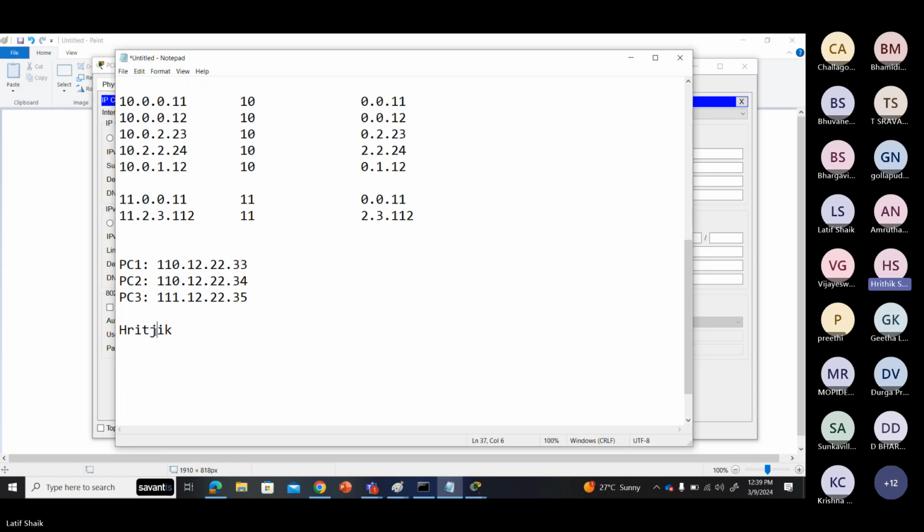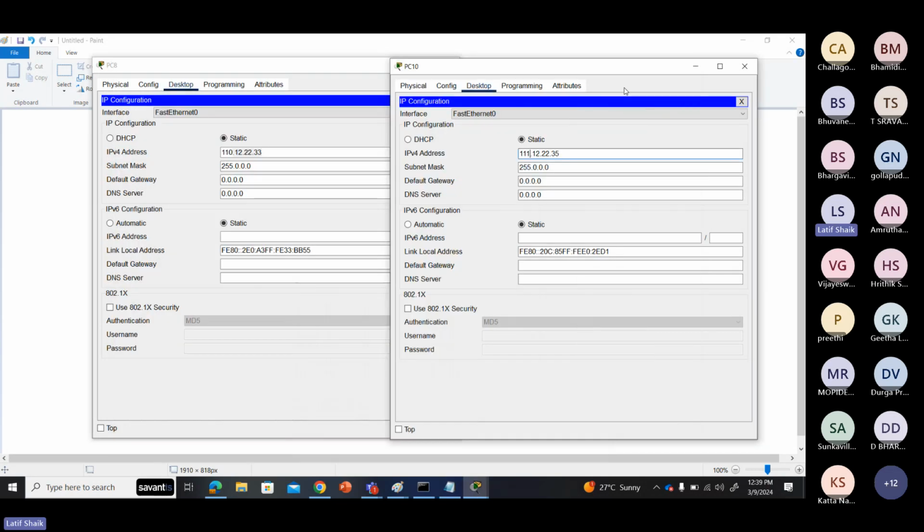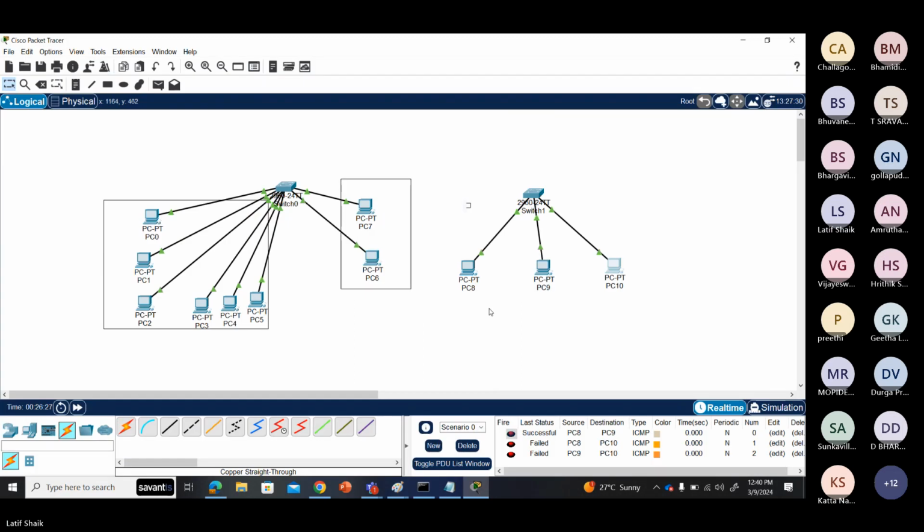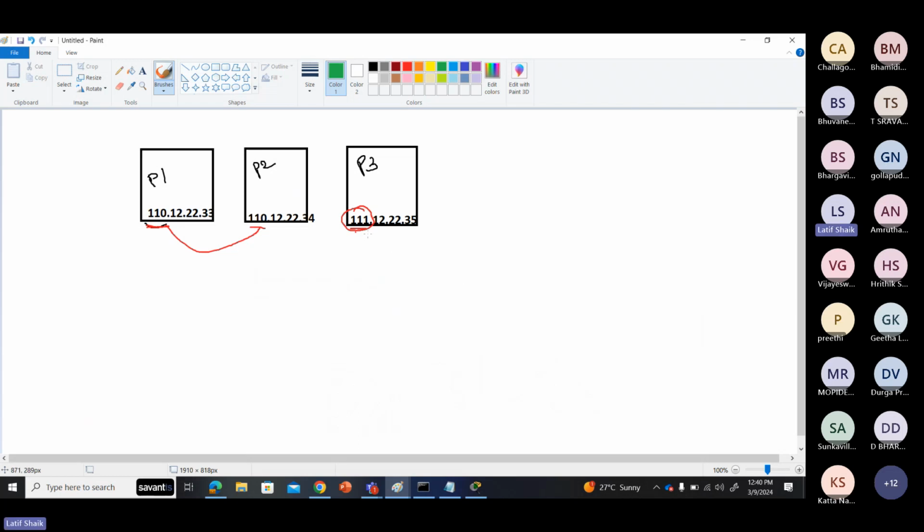Change the mistake part. Yes. Very good. Where I have made the mistake, change it. So now I change my 111 to 110. We'll try once again. That is the correct answer. See, now I am able to get a success. Again, we'll try once again. From here to here, yes, successful. From here to here, yes, successful. So what have we done? We corrected the mistake.